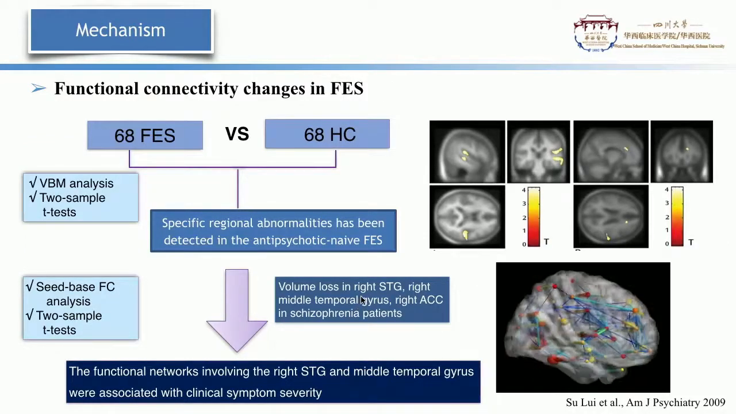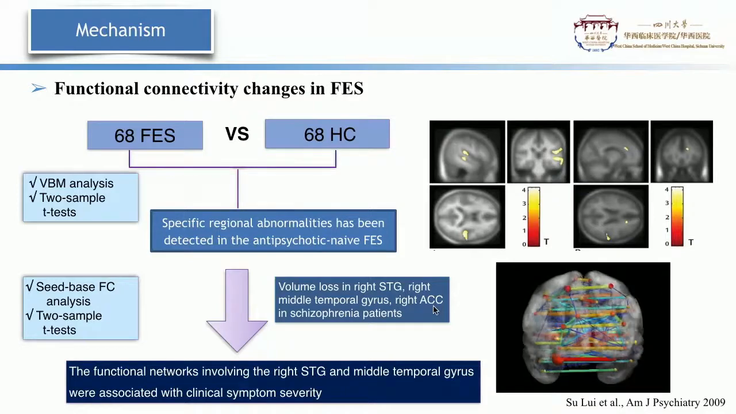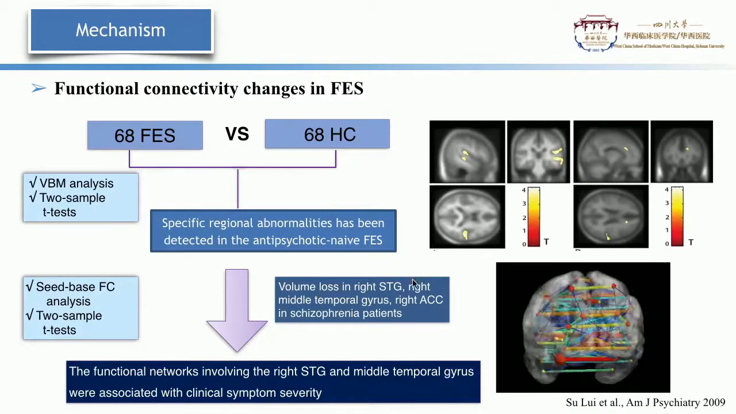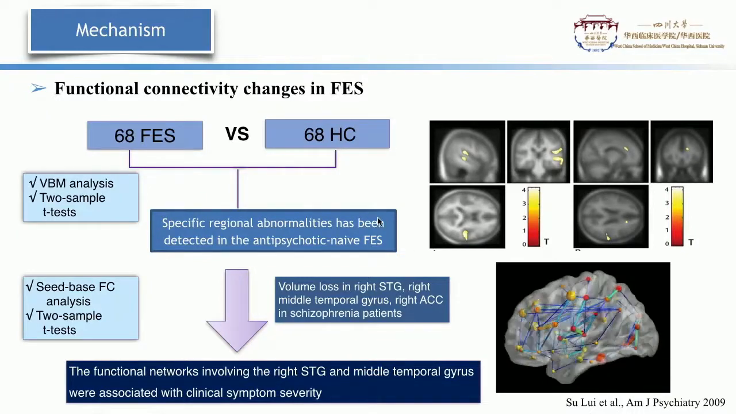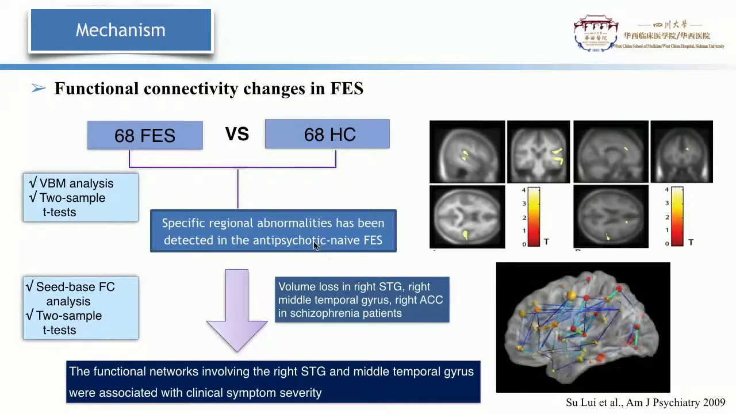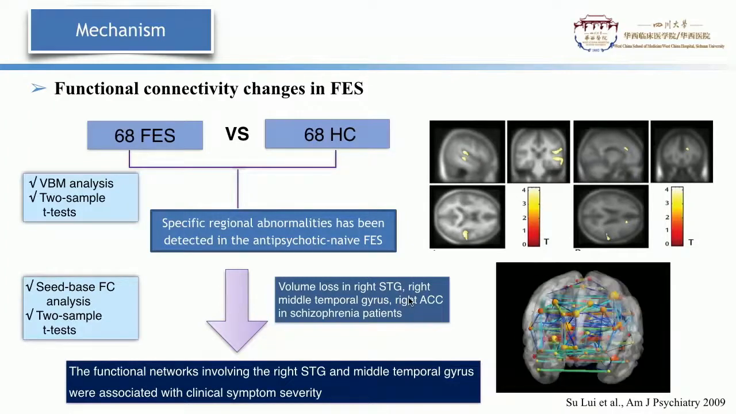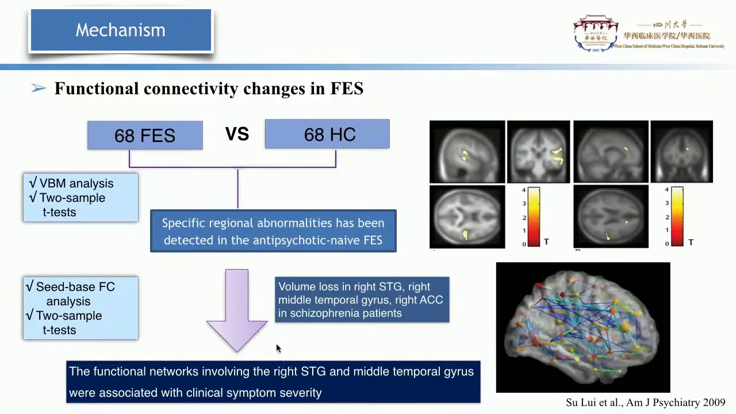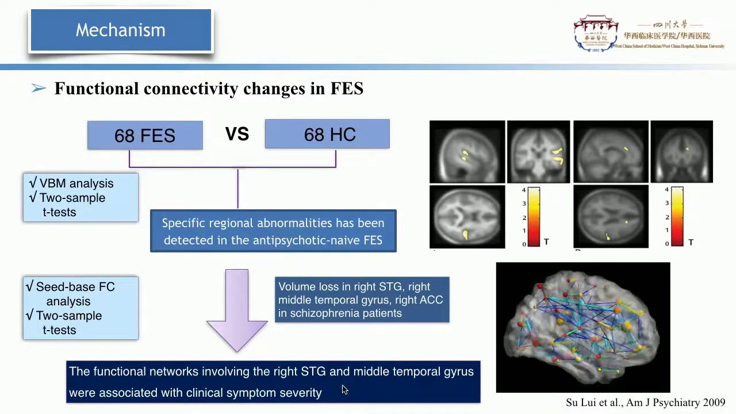In another study, we looked at functional connectivity, because when there is a regional change in the brain, we want to see if there is an abnormality from a network point of view. For this functional connectivity study, we first did a VBM analysis to locate three regions with decreased volume: the right STG, right middle temporal gyrus, and right ACC. Then, using these three regions as seeds, we did a functional connectivity analysis and found that the functional network involving the right STG and the middle temporal gyrus was associated with clinical symptom severity.